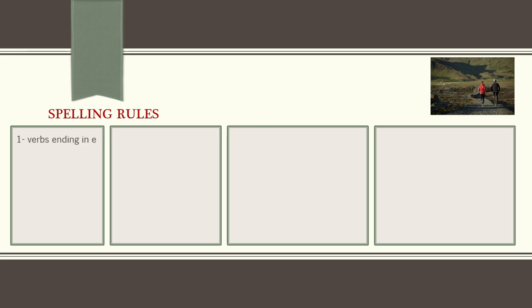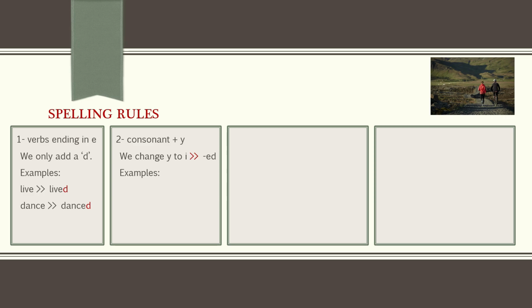Number 1. Verbs ending in E. If the verb already ends in an E, we only add a D. For example, live becomes lived, dance becomes danced. Number 2. Verbs ending in a consonant followed by a Y. If the verb ends in a consonant followed by a Y, we change the Y to an I and add ed. For example, carry becomes carried, study becomes studied.